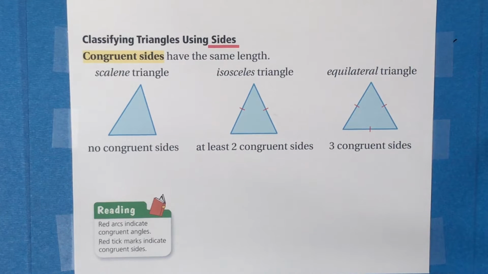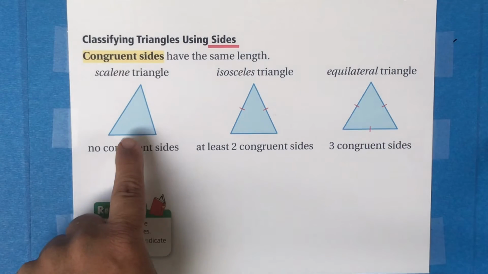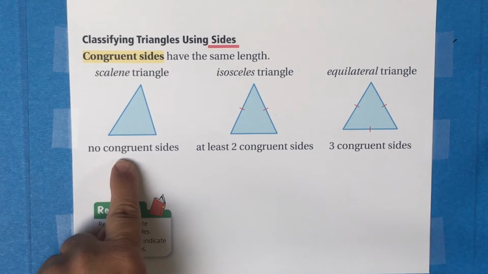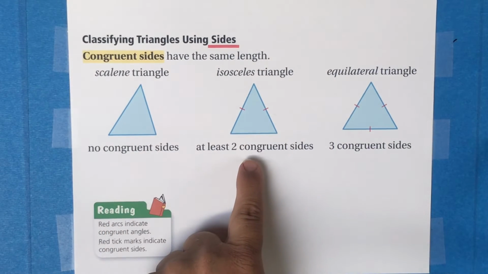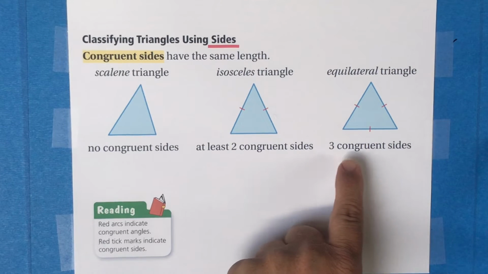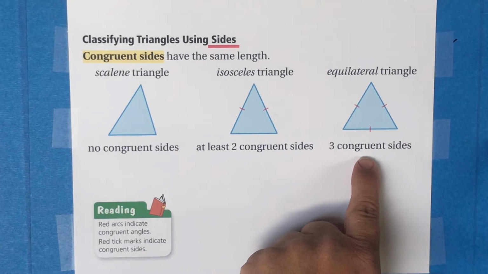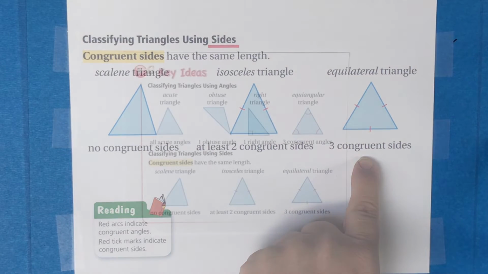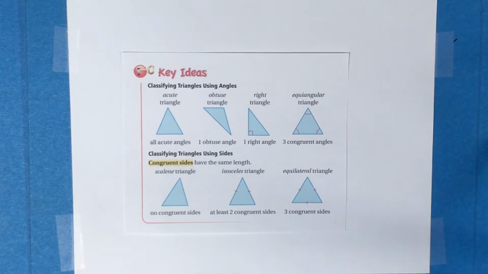So, the three types of triangles based on side length: scalene triangle, which has no congruent sides; the isosceles triangle, which has at least two congruent sides; and finally the equilateral triangle, where all three sides are congruent or all three sides are equal. I really encourage you to turn to page 284 in your math book.